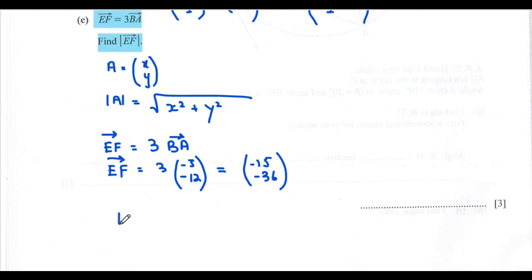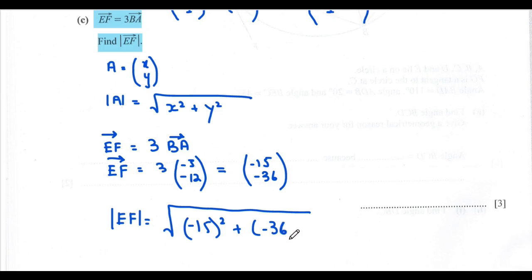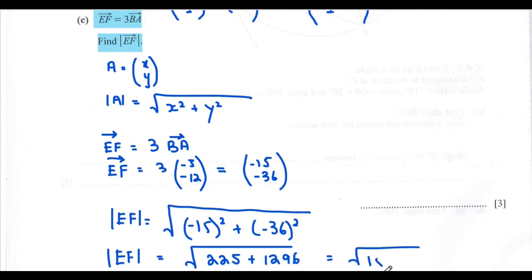Now we'll calculate the magnitude by the same formula. So it would be the square root of the square of the x component, which is -15, plus the square of the y component, which is -36. Now after it, you'll simplify it. The square of a negative number is a positive number. So 15 squared would be positive 225 and -36 squared would be positive 1296. Adding 1296 to 225, it would be 1521.